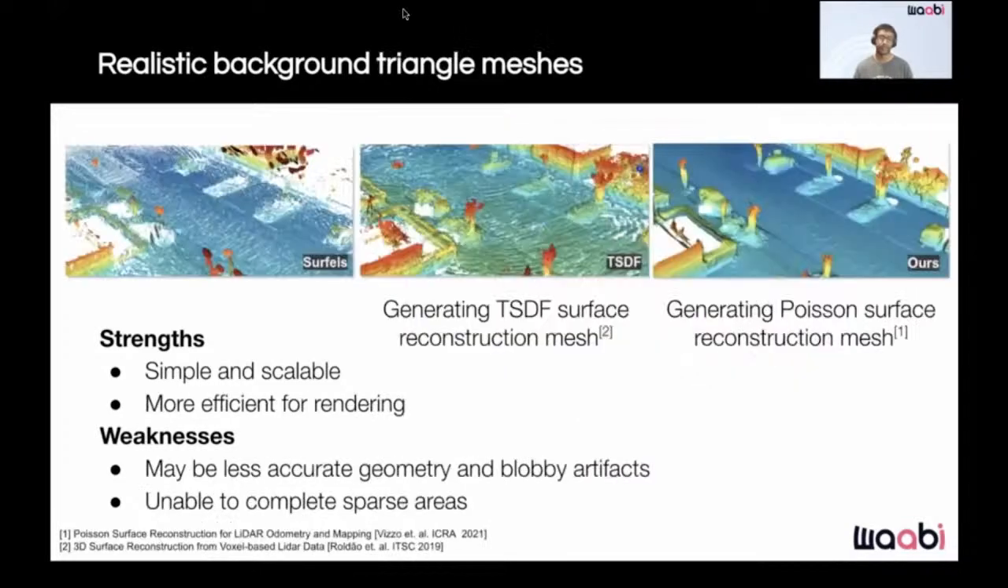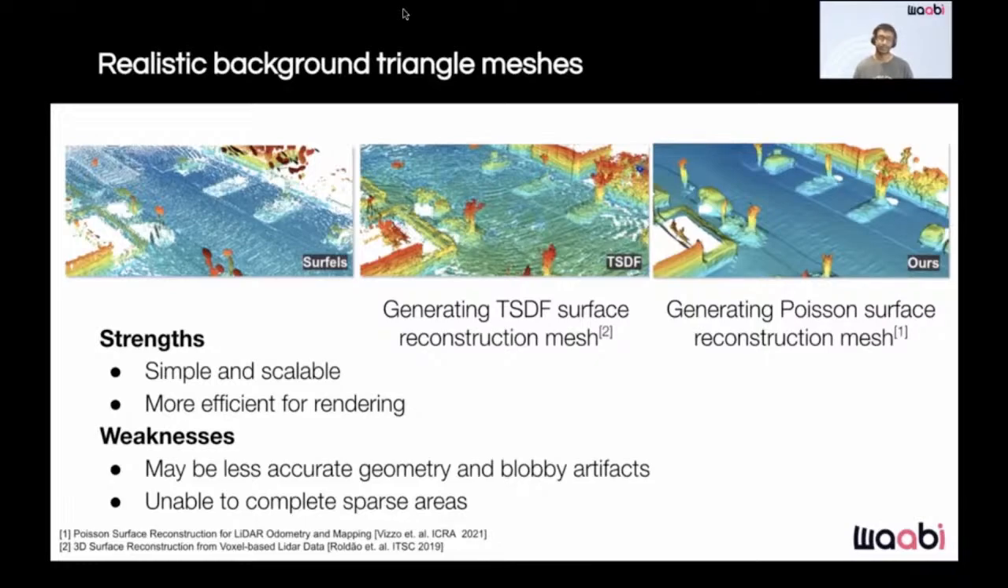To address this large storage limitation and generate a cleaner asset, one can leverage classical surface reconstruction techniques, such as Poisson surface reconstruction, to generate a mesh surface from oriented point clouds. This approach is still simple and scalable, and by leveraging mesh simplification methods, the resulting meshes can be more efficient for rendering. However, this approach can have less accurate geometry compared to surfels, especially for non-surface objects like poles and vegetation, and can have blobby artifacts. Additionally, classical methods do not perform scene completion, meaning sparse areas remain incomplete.